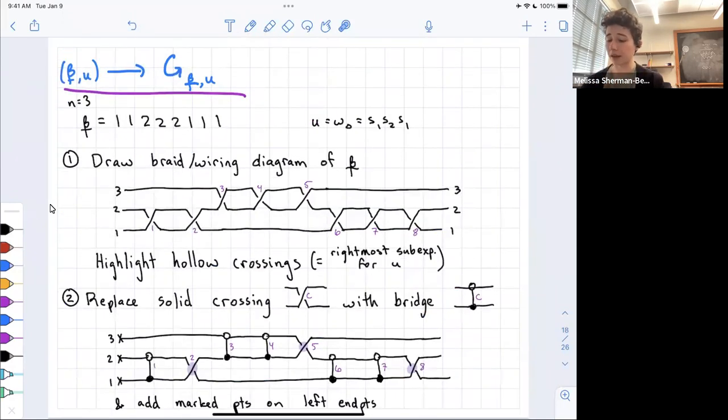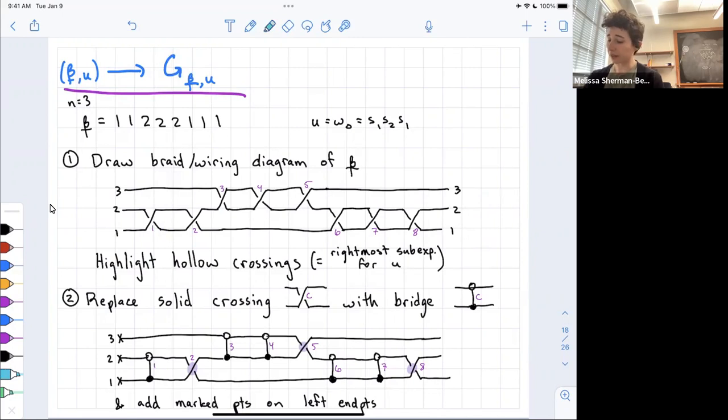So first, let's start with beta underline u and turn it into a bicolored graph. So here's my beta underline, and here's my u. To turn this into a bicolored graph, I am first just going to draw the wiring diagram of my word beta underline. And I'm actually going to draw the braid diagram, which is just, instead of having my wires actually cross, I'm going to have the one that goes up cross over the one that goes down. Okay, so here is my braid diagram of beta underline.